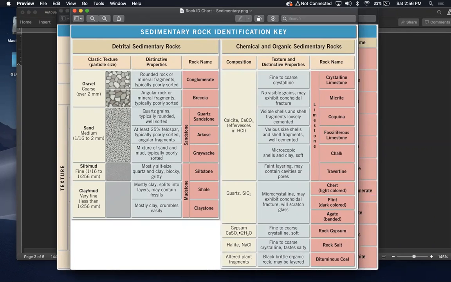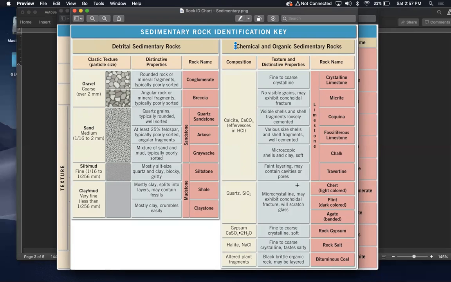You have either what they're calling detrital sedimentary rocks or chemical/organic. Detrital is another word for clastic textured rocks, where it's made up of little bits and pieces of things. The other ones, like I said, if it's a crystalline or chemically formed sedimentary rock, they're going to have a very uniform color and texture, and you won't see different pieces, you won't see many, if any, crystals at all.